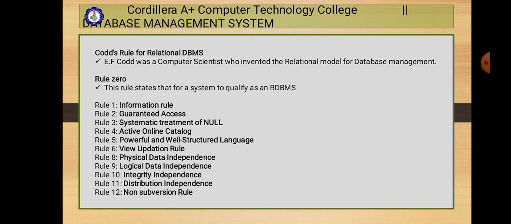And we have also here rule number 4, which is the active online catalog. So dito sa database dictionary or catalog natin, ito yung structure description of the complete database, and it must be stored online. So the catalog needs to be governed by the same rules as the rest of the database. So, the same query language should be used on the catalog as used to query the database. Okay? So, yan yung active online catalog.